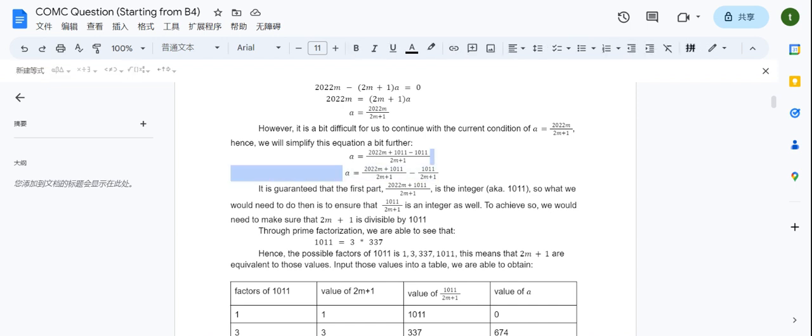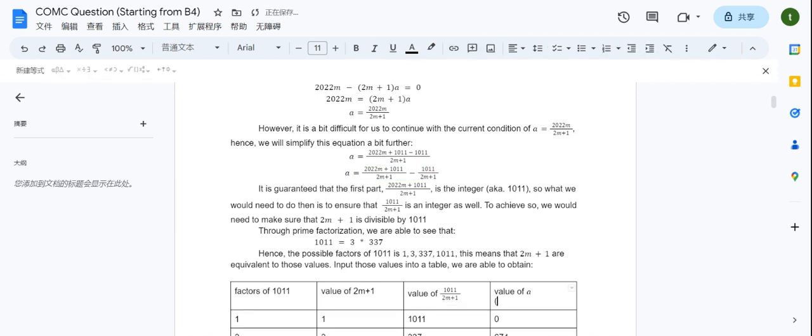The value of a would be, let's plug this back into the main equation. This part is fixed at 1011, and in our condition, 1011 divided by 2m plus 1 is also equal to 1011. So it's 1011 minus 1011, which is 0. To simplify, a would be equal to 1011 minus 1011 divided by 2m plus 1.